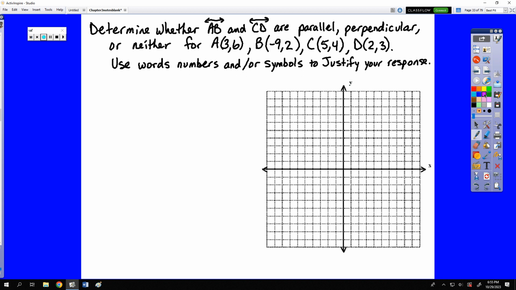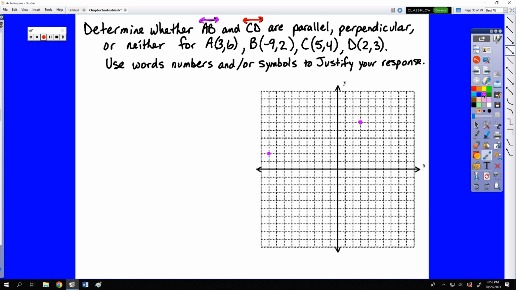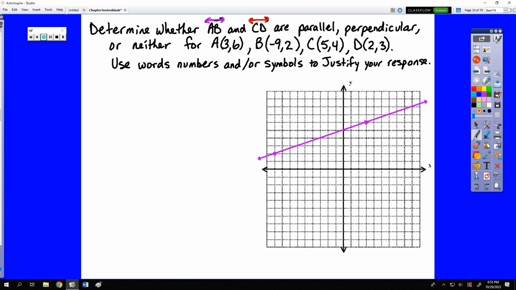Okay, so we're going to again graph line AB. A is located at 3, 6. That would be right here. B is located at negative 9, 2, right there. Okay, C and D. Actually, let's get that line graphed first. We're going to graph a line through those 2 points with our straight edge tool. And yes, I do know that my screen shifts, but it always shifts back. So there we go.